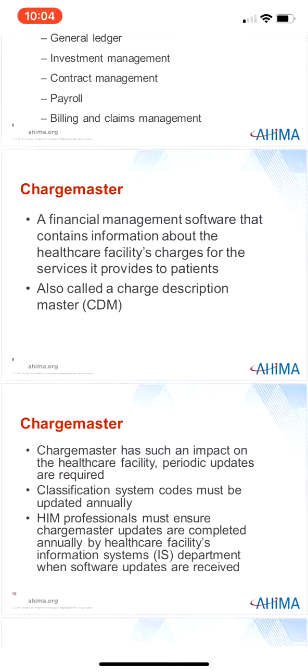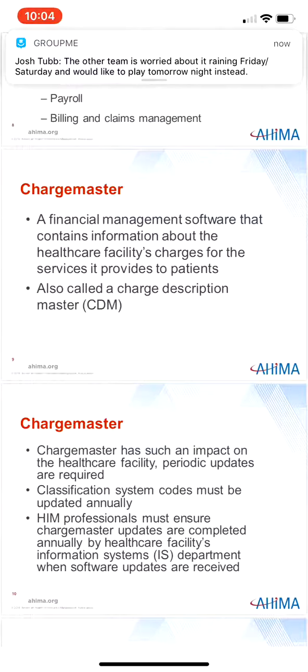Over on 111, the charge master has such an impact on the healthcare facility that periodic updates are required. The classification system codes must be updated annually, and HIM professionals must ensure that their respective chargemaster updates are completed annually by the Healthcare Facilities Information Services Department when the software updates are received. Otherwise, charges billed can mean a loss of revenue to the healthcare facility. Once the updates are performed on schedule, the healthcare facility is reimbursed the amount they are owed based on their particular geographic region of the country. Moving over to 112, we're going to talk about the impact on HIM.